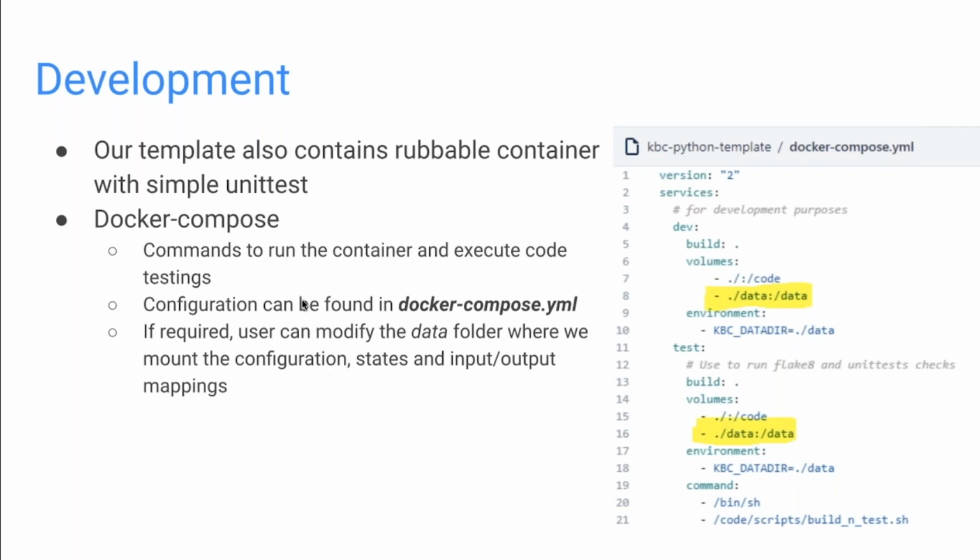Okay, next thing, our template also contains simple unit tests. So we have Docker Compose over here, with commands to run the container and execute code tests. Okay, this configuration can be found in the docker-compose.yml. If required, the user can modify the data folder where we mount the configuration and state, the state file and the input output mappings. So here, this is where we mount the data folder.